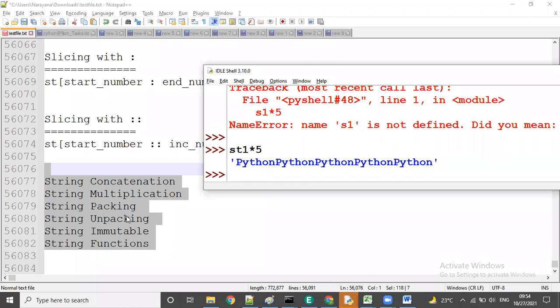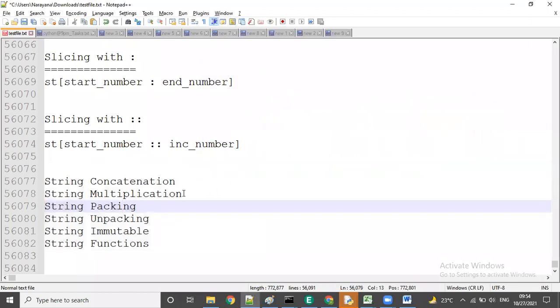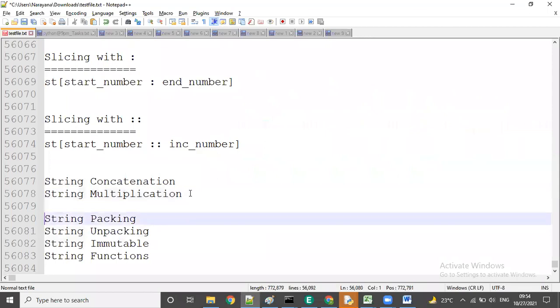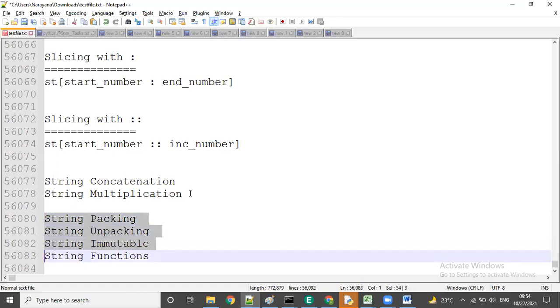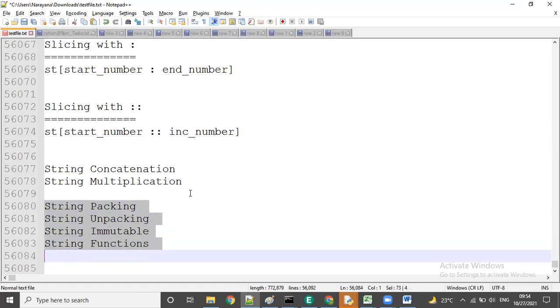The string packing takes a little bit of time, guys. So we stop for today. Tomorrow, in the beginning of the class, we'll see string packing, unpacking, mutable, and some functions in the next class. So all of you, today everything is clear, everybody.